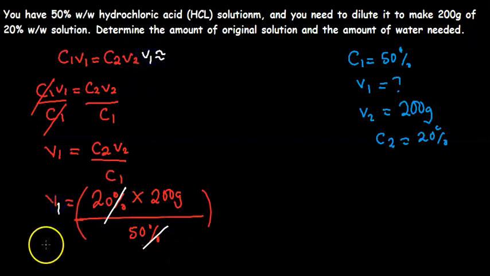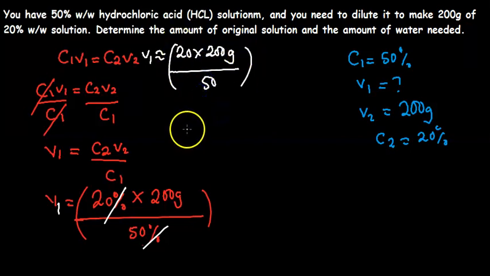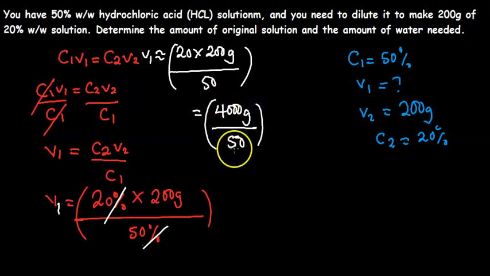V1 is simply going to be 20 multiplied by 200 grams. Don't forget your unit, divide by 50. If you multiply 20 by 200 grams, this is simply going to be 4,000 grams. 4,000 grams divided by 50. If you punch in your calculator, V1 is simply going to be 80 grams.